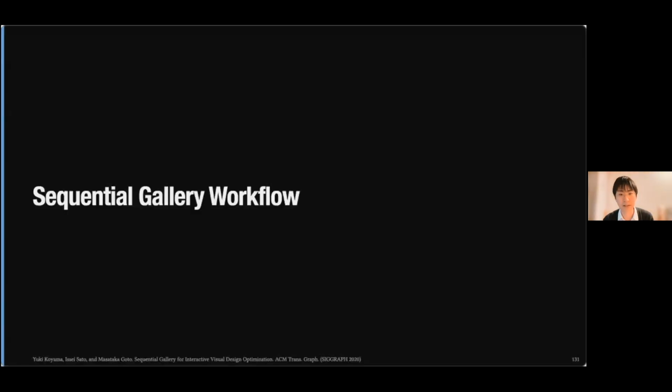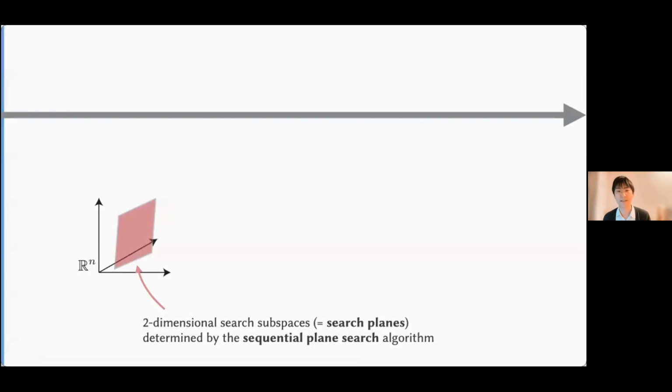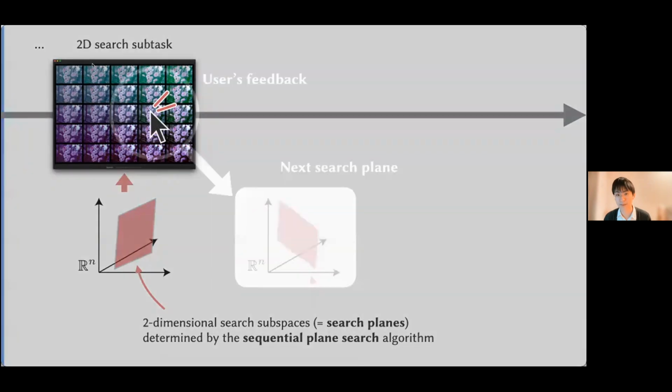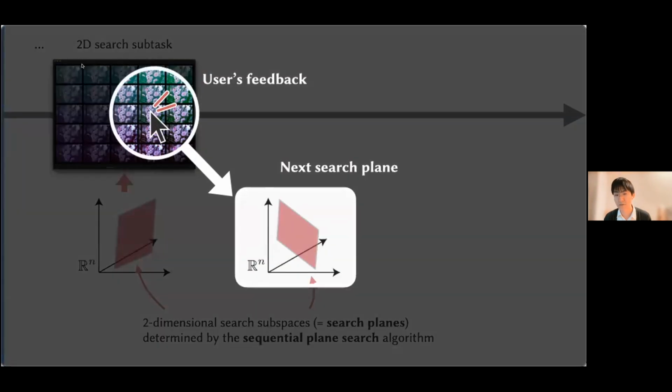Okay, now let me explain the workflow of this system. Suppose that this is the 2D subspace that the PBO algorithm determines. Then the system asks users to select the best one from the grid. And based on this preferential feedback data, the PBO algorithm determines the next search plane.